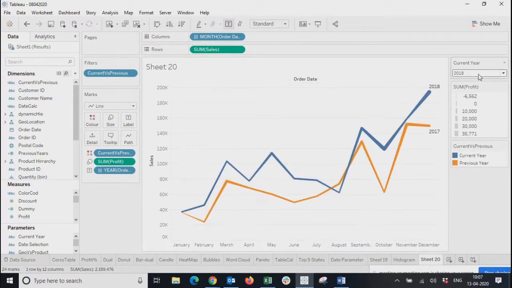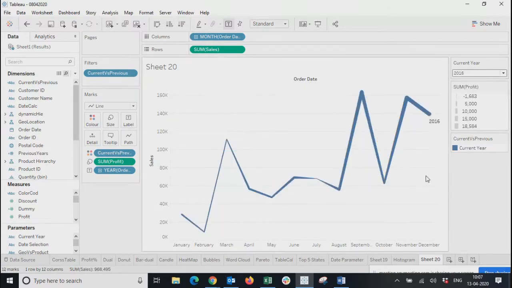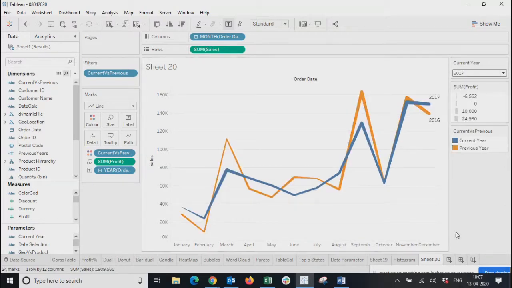This is the selection of different years. In case of 2016, it will show only one year, the reason being I don't have any data older than 2016. So only one year at this point. This was the visualization I was talking about the other day, so I'll save it as current versus previous. Any questions, Smriti and Bio, on this particular visualization?